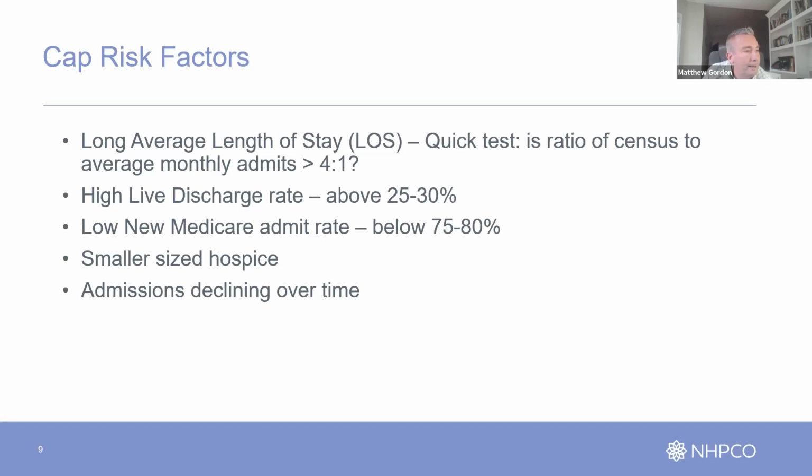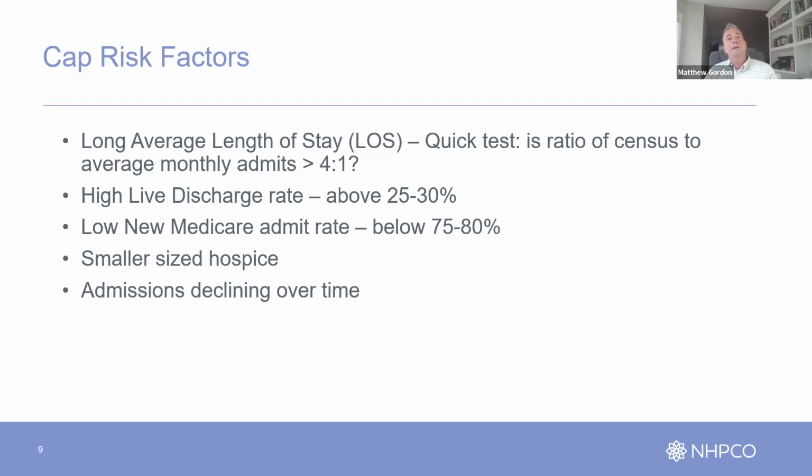Unfortunately, smaller size hospices tend to be more prone to CAP issues just because the swings in the numbers tend to be greater. The admit numbers tend to be less predictable and regular, and the referral sources are less diverse. So unfortunately, I do see that smaller size hospices overall have more risk. Not true all the time, but as a generalization, it's true.